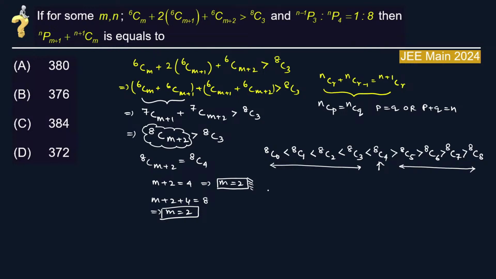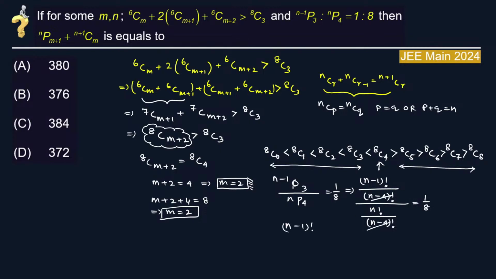Now, we have to find out the value of n. For that, the second relation is given to us. (n-1)P3 over nP4 is 1 over 8. So from here we can write (n-1) factorial divided by (n-4) factorial, divided by factorial n divided by (n-4) factorial. I've simply used the formula for nPr. So this one goes off. So we are left with (n-1) factorial divided by factorial n is 1 over 8. So from here we can write n into (n-1) factorial, so (n-1) factorial goes off. So 1 over n is 1 over 8, which implies n is 8. Correct? So we got n equals 8 and m equals 2.